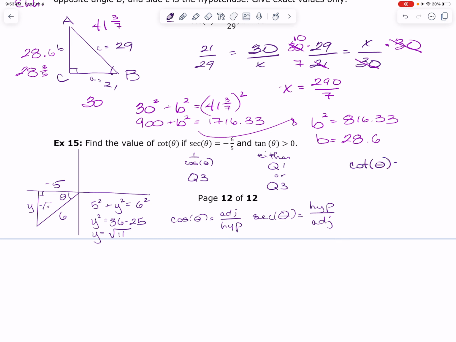Cotangent of theta is x over y. My x is -5. My y is negative square root of 11. We're going to rationalize that denominator. Remember that I am dividing a negative by a negative, so I end up with a positive answer. No radicals in the denominator. 5 square roots of 11 over 11.